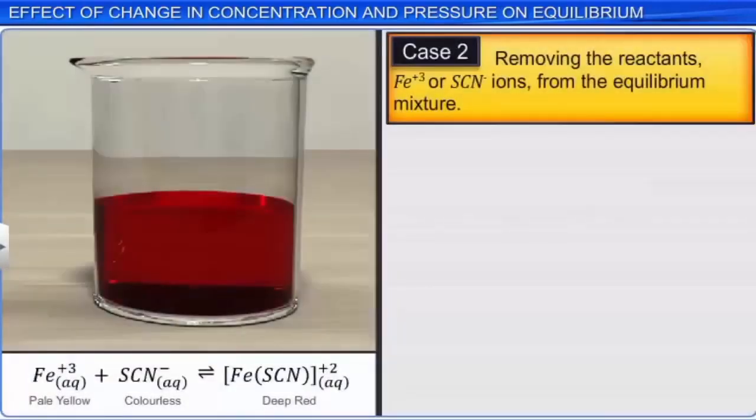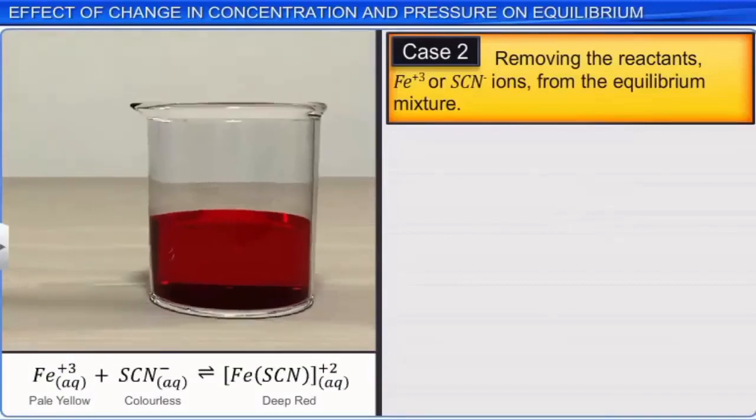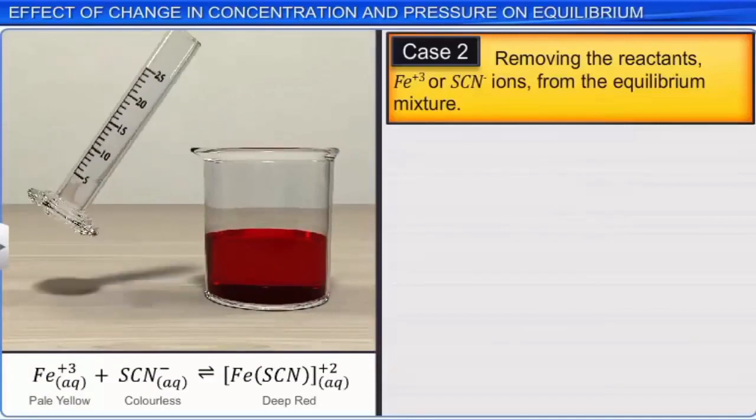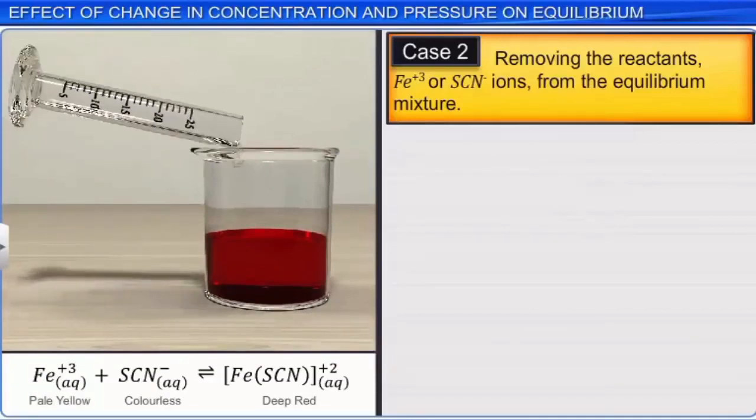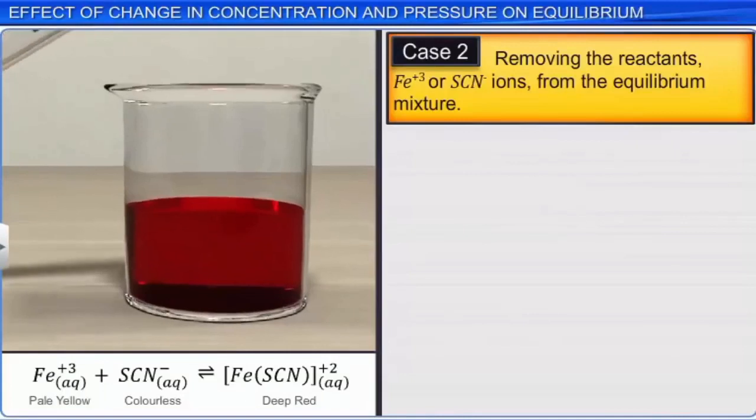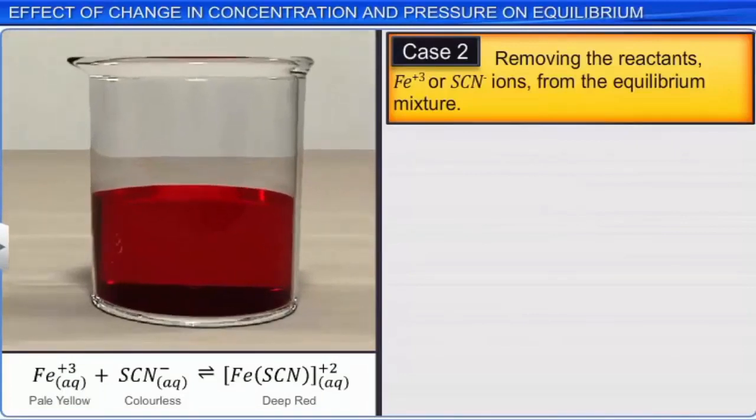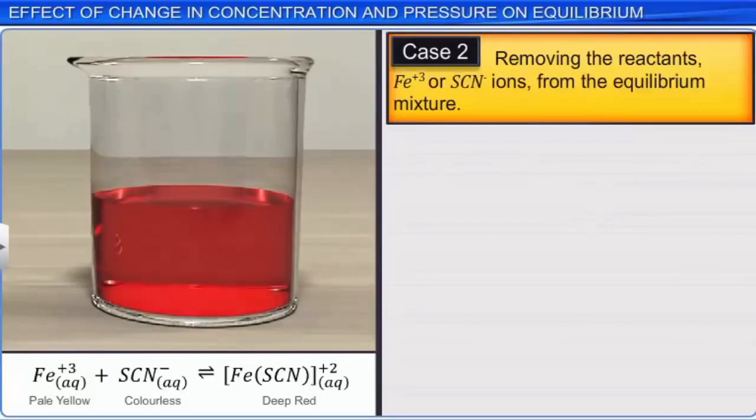Case 2. Removing the reactants Fe+3 or SCN- ions from the equilibrium mixture. Now, suppose you add a few ml of oxalic acid to the reaction mixture at equilibrium. You can see that the intensity of the red color of the solution decreases and the solution turns pale. Why does this happen?